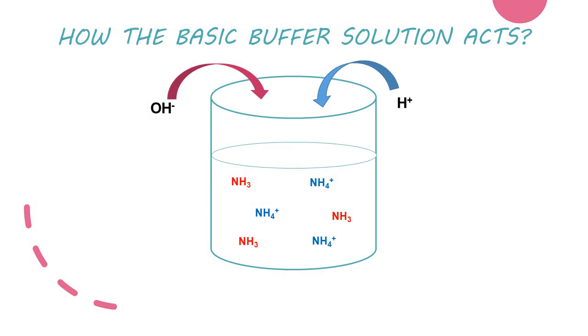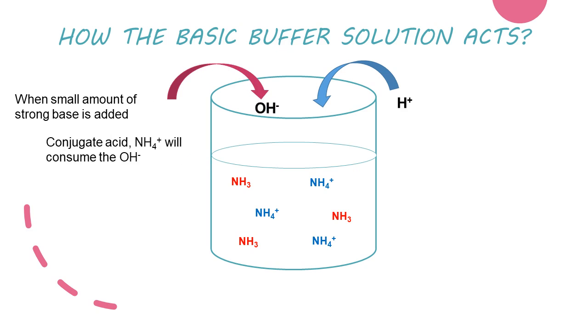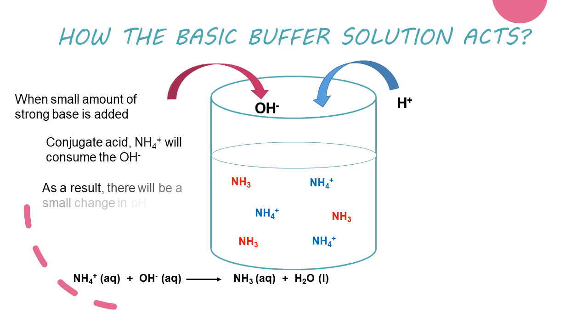In a beaker, we have a weak base and its conjugate acid. When a small amount of strong base is added, what will happen is the conjugate acid will consume the base. As a result, there will be a small change in pH, because the concentration of weak base has increased, and the concentration of conjugate acid has decreased.